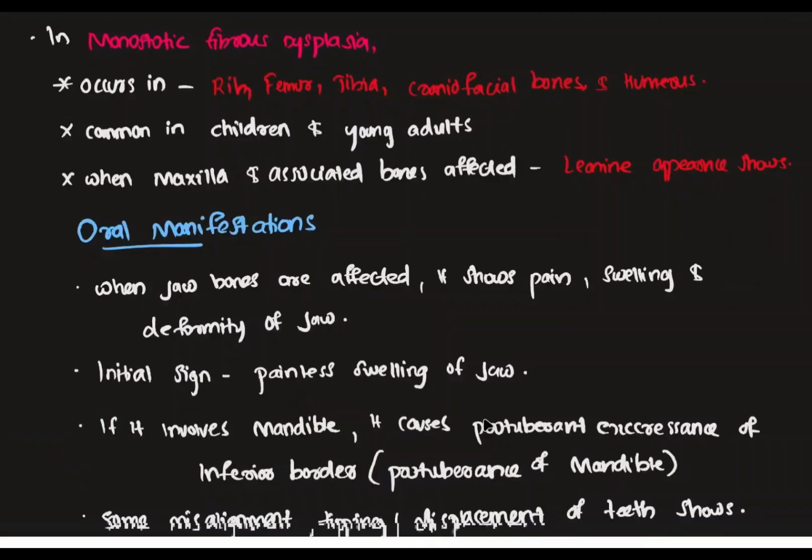In monostotic fibrous dysplasia, it occurs in rib, femur, tibia, craniofacial bone, and humerus. It is common in children and young adults. When maxilla and associated bones are affected, it shows leonine appearance.